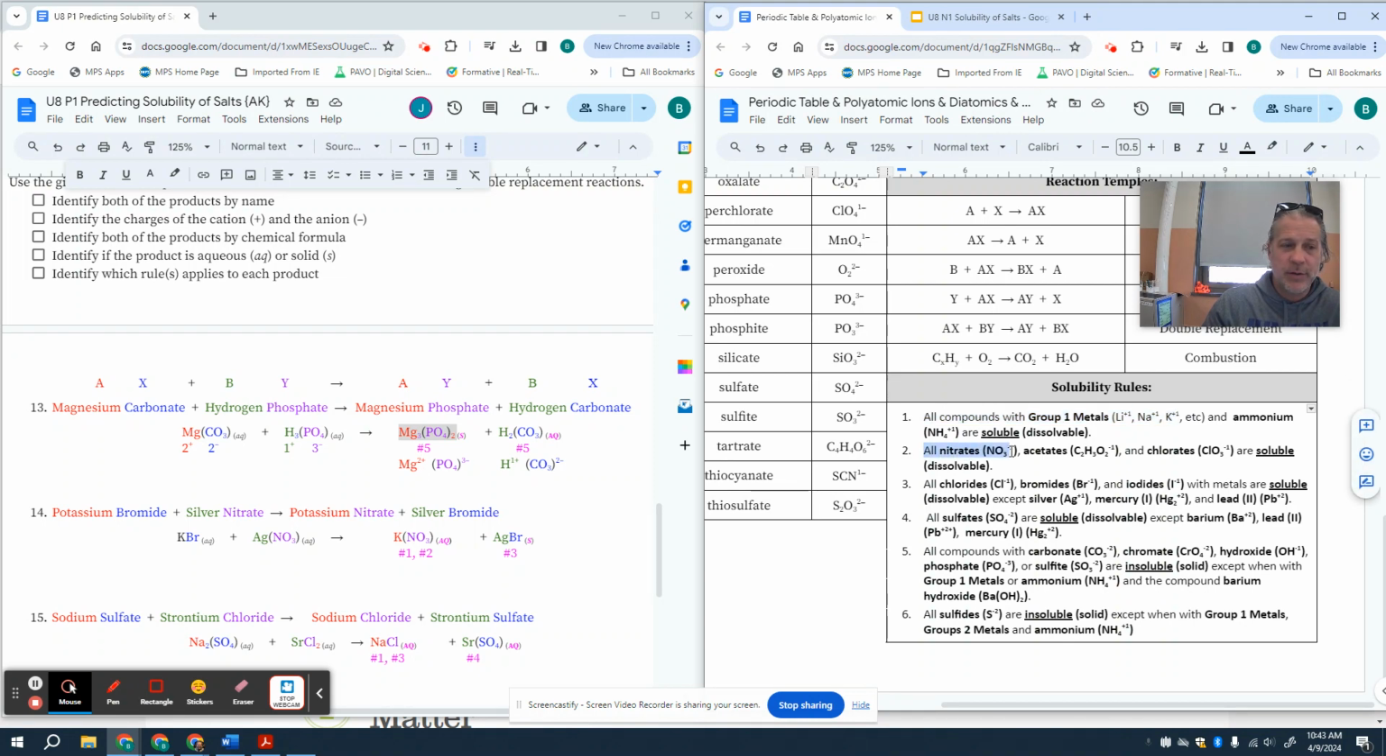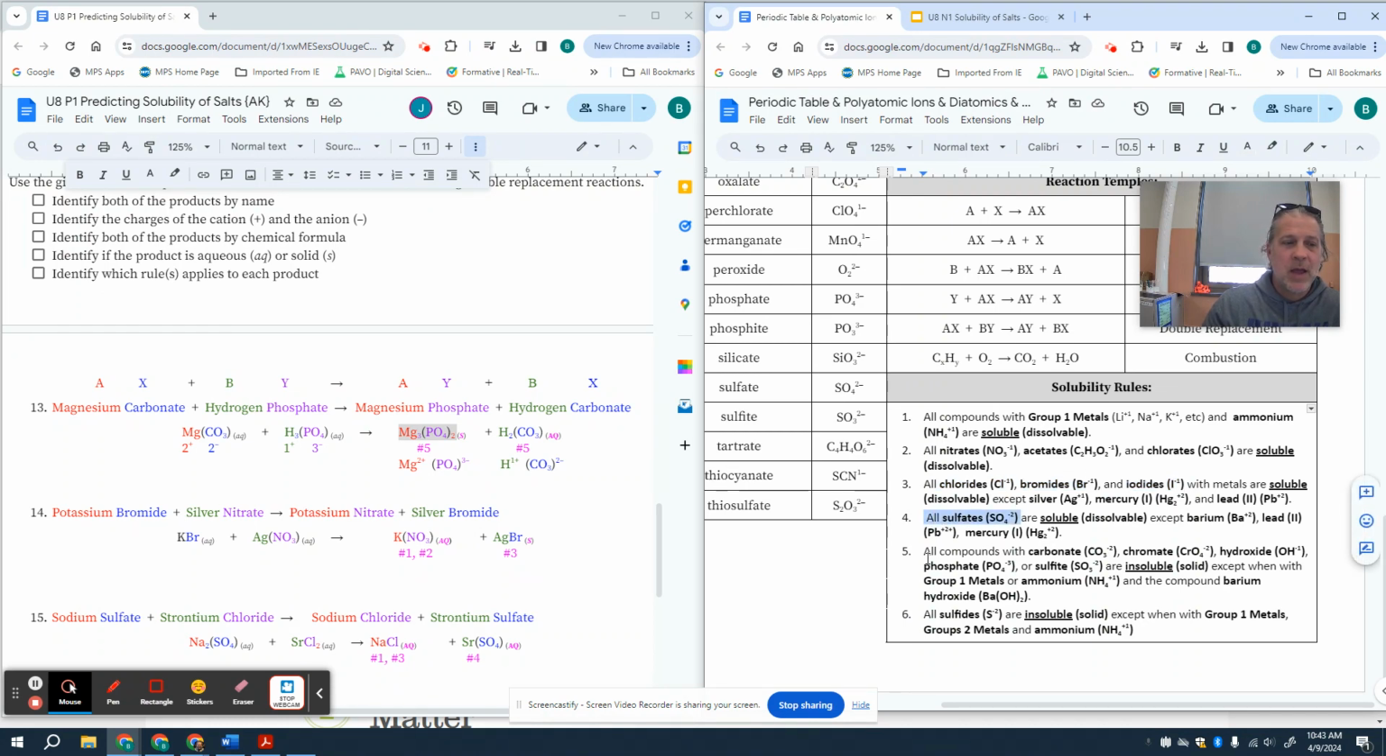All nitrates, NO3, nope. Acetates, C2H3O2, nope. Chlorates, ClO3, nope, are soluble. So we're going to move on. Chlorides, Cl, not present. Bromides, Br, not present. Iodides, I, not present. So we're going to move on. Sulfates, SO4, not present.